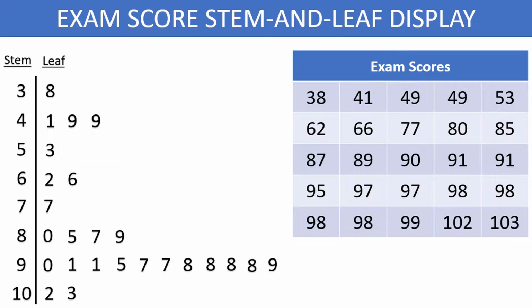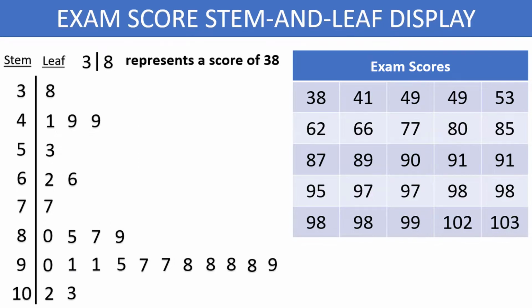We are just missing one small but very important part, which is what is called the key. The key tells you how to read the stem and leaf display. The most common way to express the key is to just list an observation and explain what it means. So you might see something like this. 3, vertical line 8, represents a score of 38.